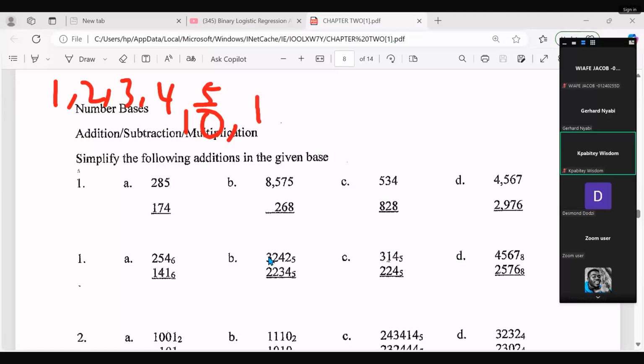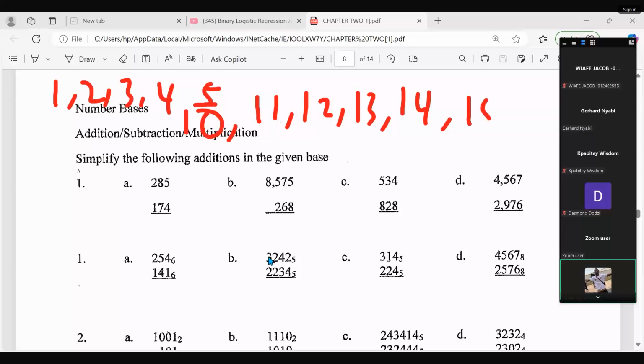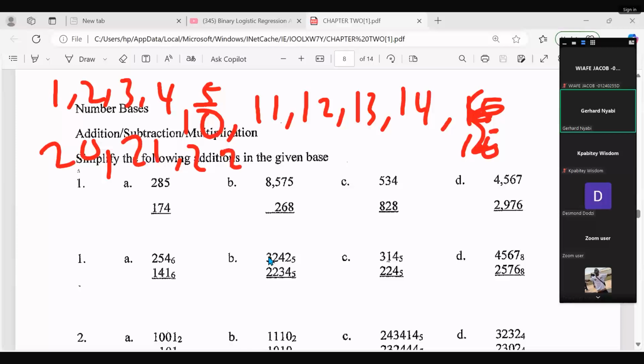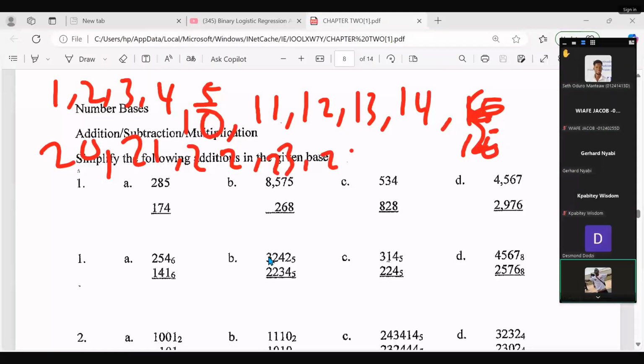So the next will be 1 remainder 1, 1 remainder 2, 1 remainder 3, 1 remainder 4. The next will be 1 remainder 5. But the 5 here is equal to the base. 5 goes into 5 how many times? 1 remainder 0. This 1 plus 1 will give you 2. So this whole thing becomes 2 remainder 0. So 2 remainder 1, 2 remainder 2, 2 remainder 3, 2 remainder 4. The next will be 2 remainder 5, but the 5 will go into 5 once, and that one becomes another set of 1. So this becomes 3 remainder 0. And the counting continues that way.